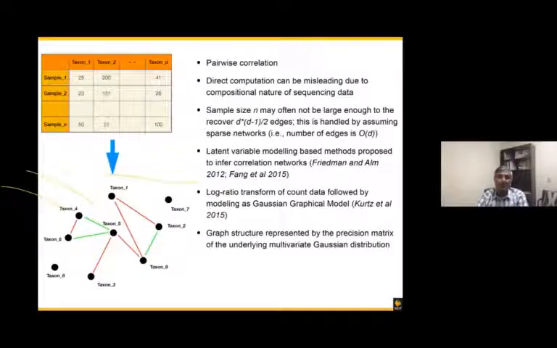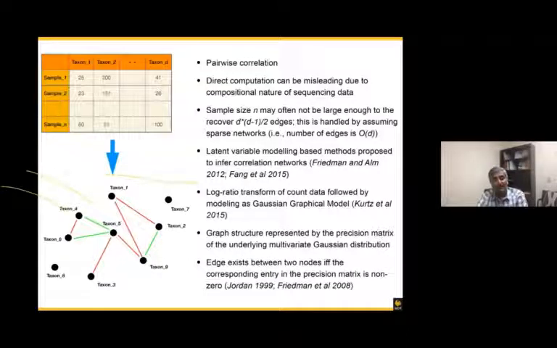Okay. Basically, the Gaussian graphical model assumes that the log transformed data then follows a Gaussian distribution. That is, it's generated by the covariance matrix of an underlying multivariate Gaussian distribution. And our goal is to identify or reconstruct this covariance matrix. So just high level again, the fundamental idea here is that an edge exists between two nodes if and only if the corresponding entry in the precision matrix, which is the inverse of the covariance matrix, is non-zero.